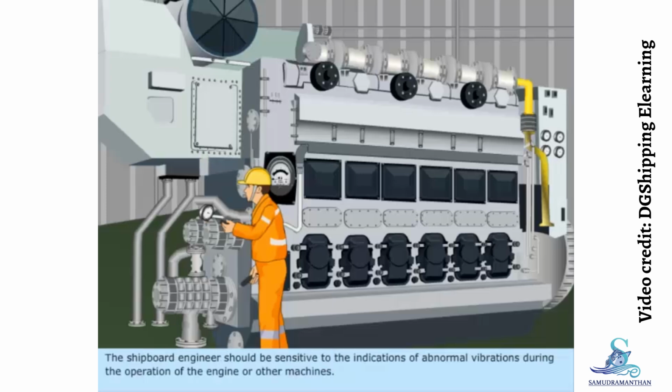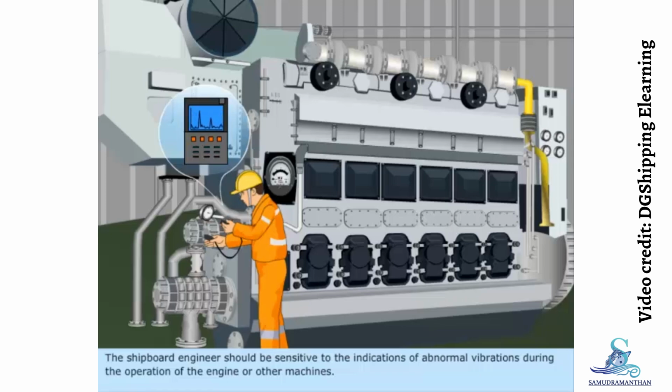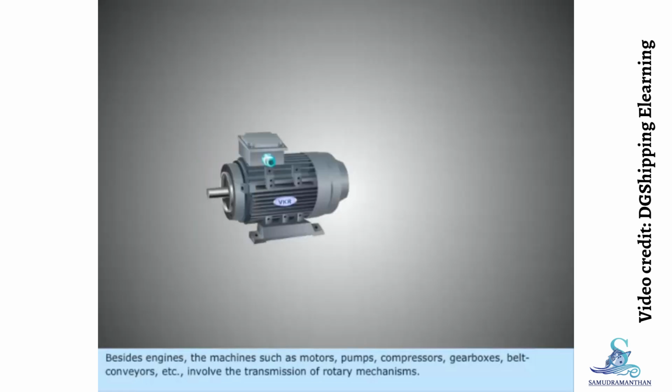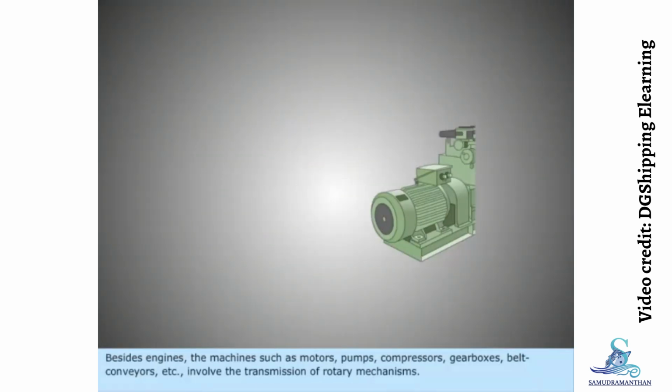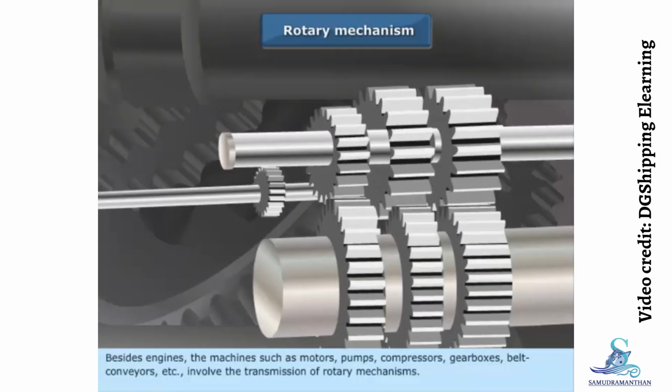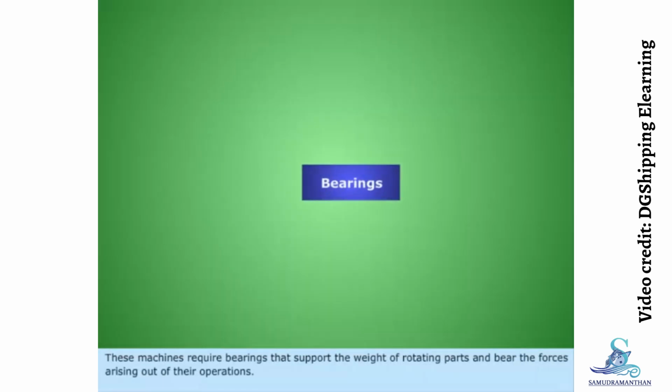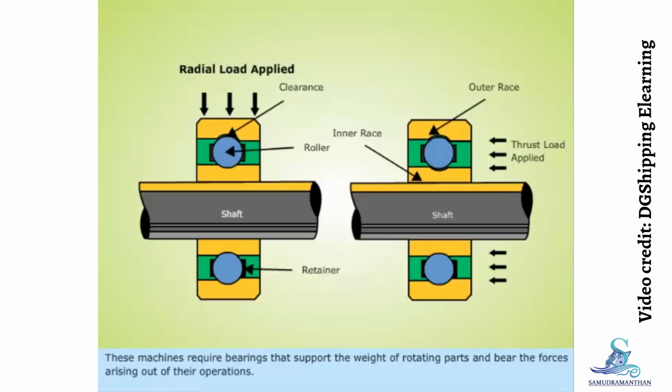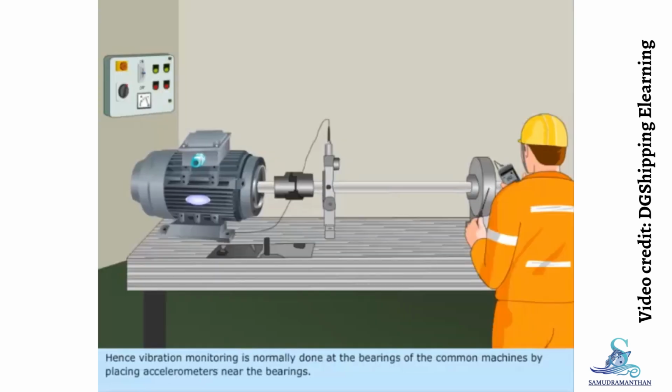The shipboard engineer should be sensitive to the indications of abnormal vibrations during the operation of the engine or other machines. Besides engines, the machines such as motors, pumps, compressors, gearboxes, belt conveyors, etc. involve the transmission of rotary mechanisms. These machines require bearings that support the weight of rotating parts and bear the forces arising out of their operations. Hence, vibration monitoring is normally done at the bearings of the common machines by placing accelerometers near the bearings.